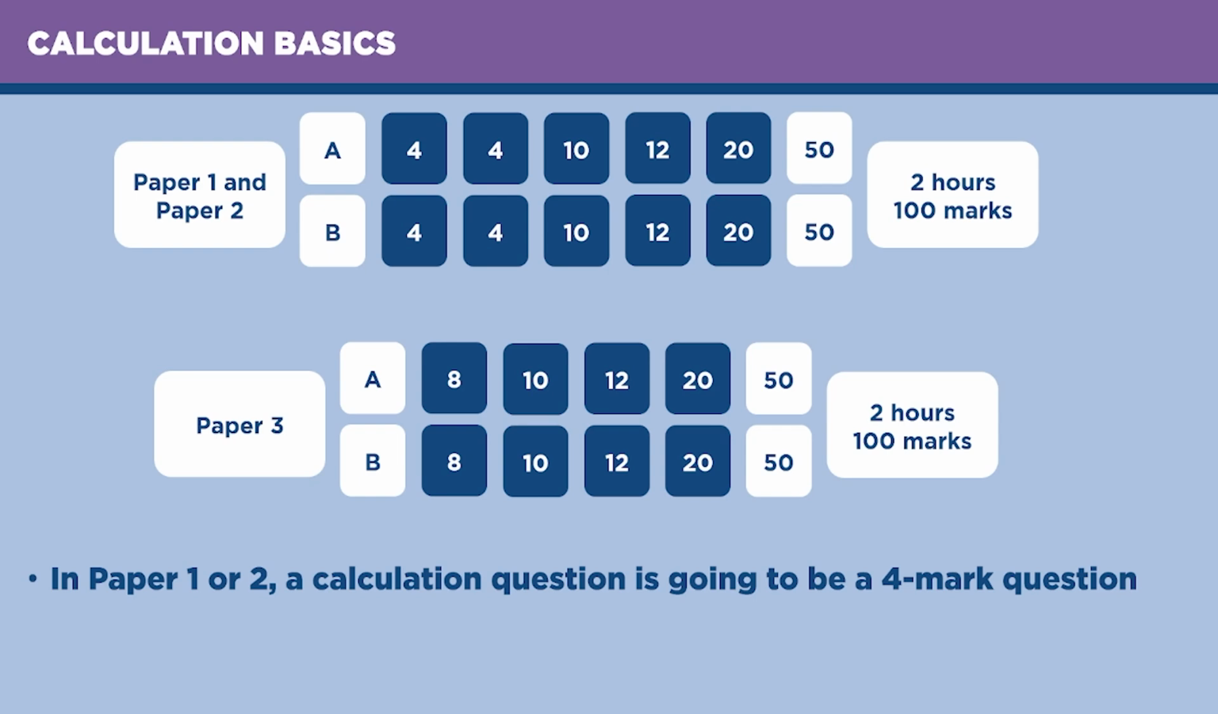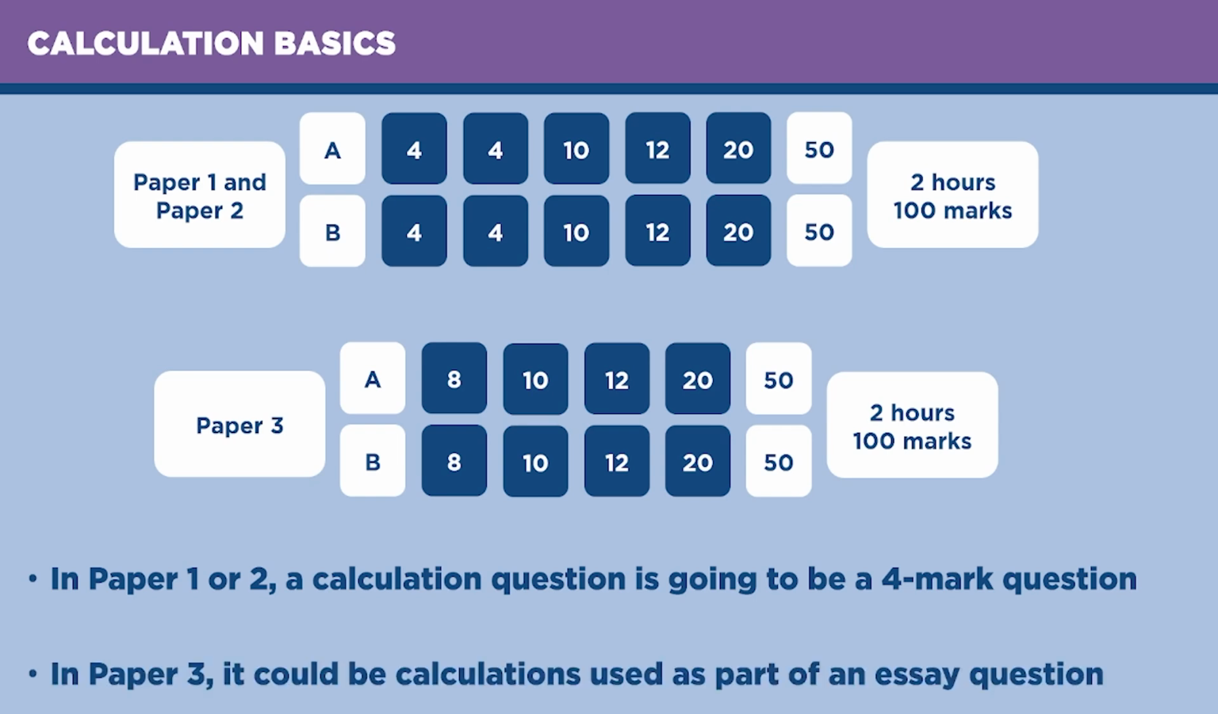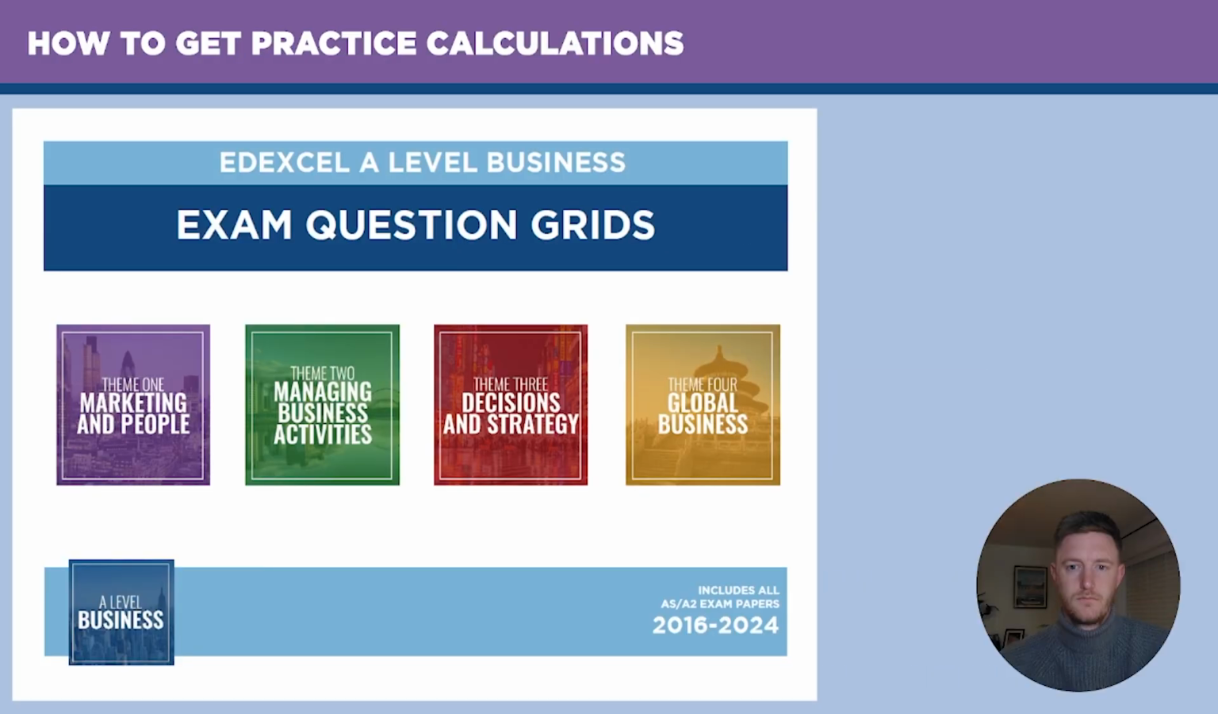Paper 3, instead of the 4-markers, has an 8-marker, and in Paper 3, calculations might be used as part of an essay question. So you don't just need to know how to calculate, you need to know what the calculations actually mean. Hopefully I'll talk through those a little bit as we go through.